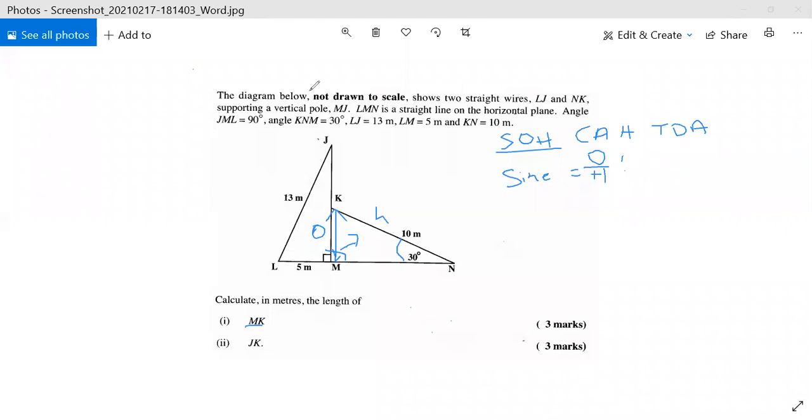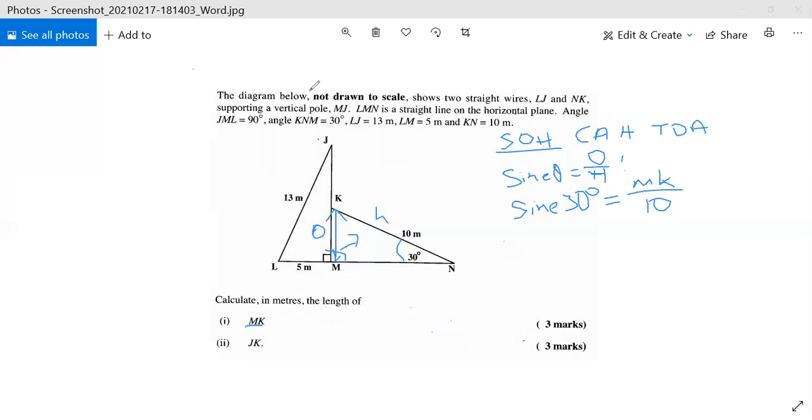Let me write that theta symbol properly there. All right, that's a bit better. So theta is a known angle. In this case, we know that it is 30 degrees, and that's equal to the opposite over the hypotenuse. The opposite side is MK. We don't know what that is as yet. And the side that we know is the hypotenuse, which is 10. So sine 30 degrees equals MK divided by 10.